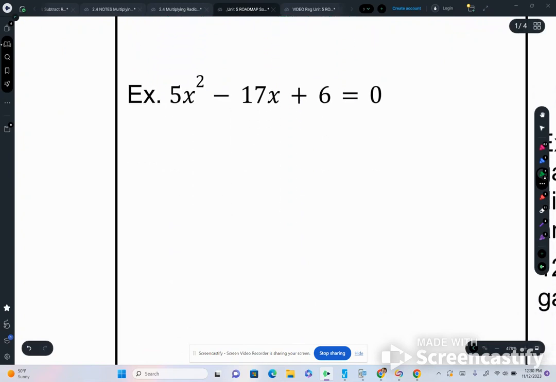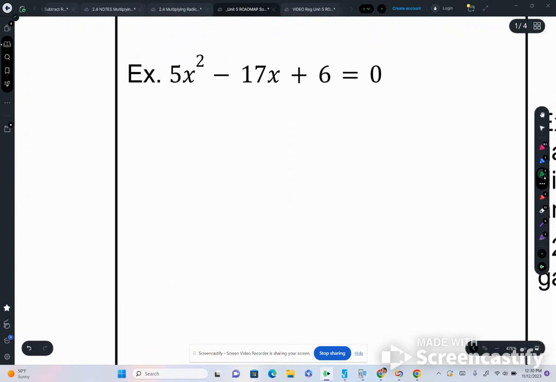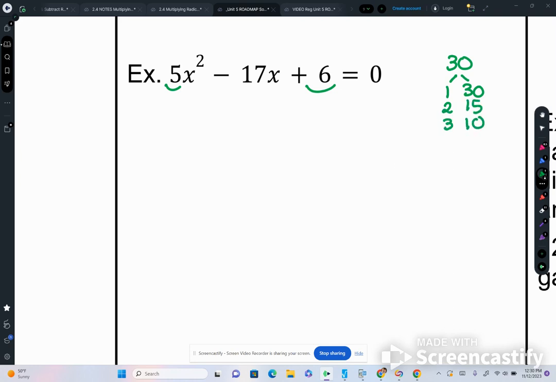For another example, just same idea. When a is not 1, then we definitely have to do either box or grouping. So we do 5 times 6, which is 30. Our factors of 30 are 1 and 30, 2 and 15, 3 and 10, and then 5 and 6. And we want a pair that's going to add to give us negative 17. And so as we're looking at that, we should be seeing that 2 and 15 gives us 17.